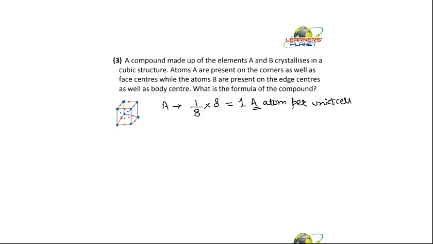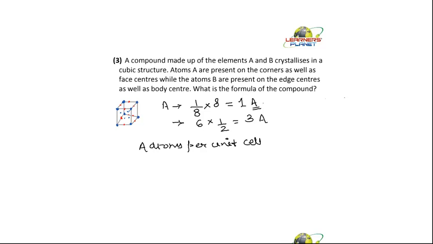And A is also present on the center of the faces. So how many faces are there in a cube? There are 6 faces in a cube. So this would be 6 into 1 by 2 and that comes out to be 3 A atoms. So there are how many A atoms per unit cell? That is equal to 4, right?